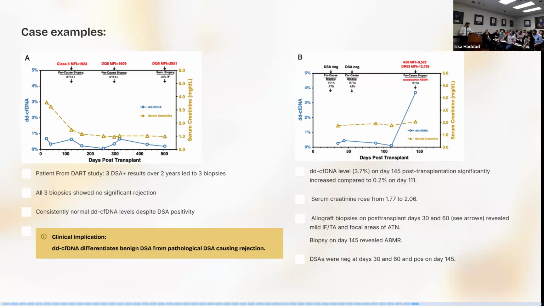Did they correlate with creatinine? The yellow is the creatinine. And this is another example where DSA was negative 2 times, but there was a concern about rising creatinine, but the donor-derived cell-free DNA was negative. However, when there was both DSA positivity as well as the donor-derived cell-free DNA increased significantly, when they did the biopsy, that did reveal active acute ABMR.